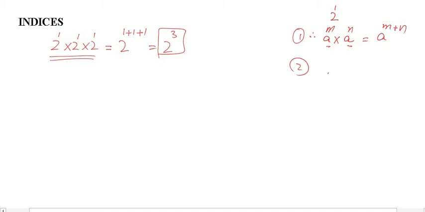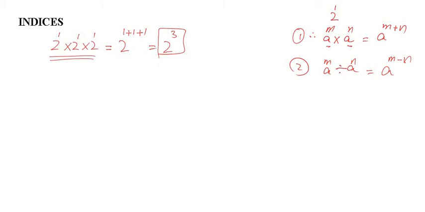Secondly, if two numbers are given and they are divided, with powers m and n, and they have the same base, then just subtract their powers, m minus n.